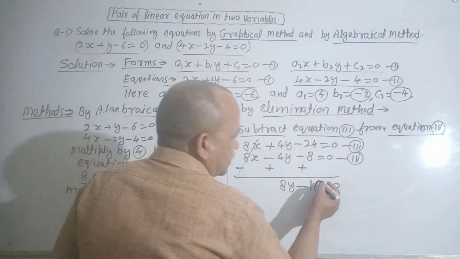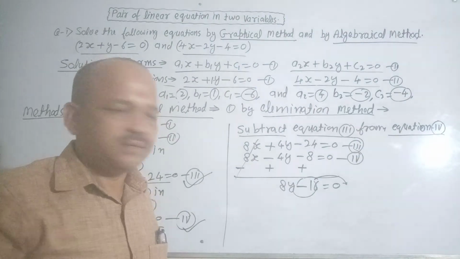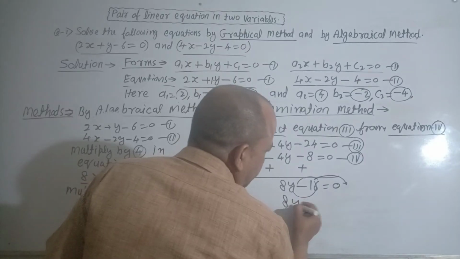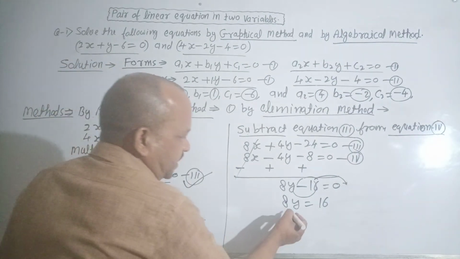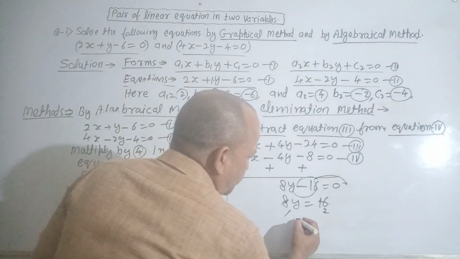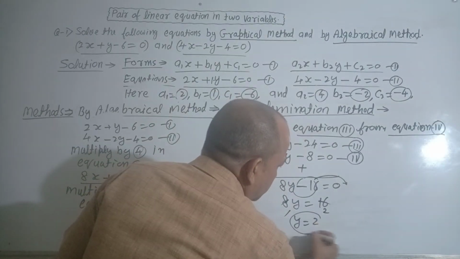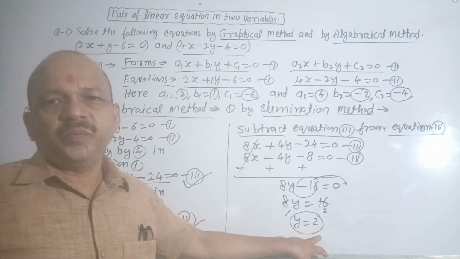Now write minus 16 on right side of equal. It become 8y equal to 16. Cut it. 8 ones are 8, 8 twos are 16. You find the value of y equal to 2.